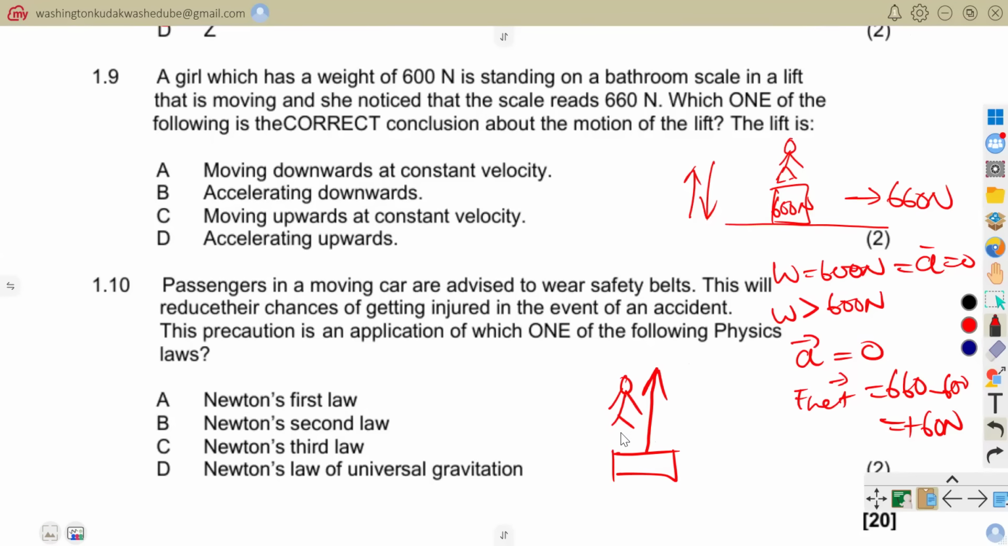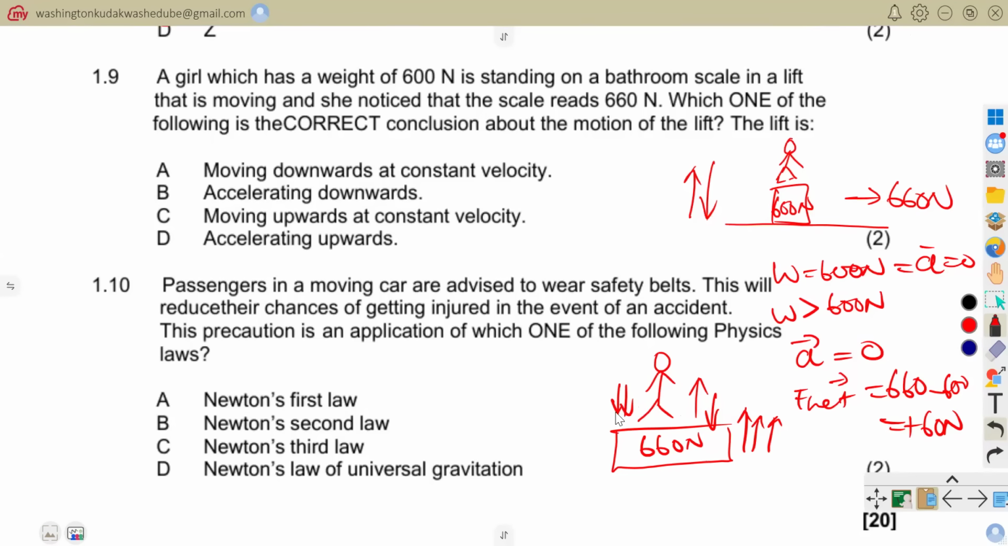Once we are opposing the weight of the girl, it's as if we are now saying that the weight of the object is the one that is opposing the motion of the lift going up. So the weight now needs to be what? Whenever we have the weight of the object being 660 newtons, it means that the lift is going up, because this weight is opposing.